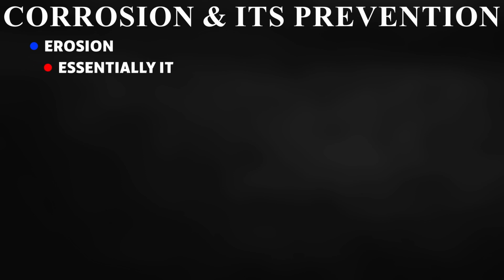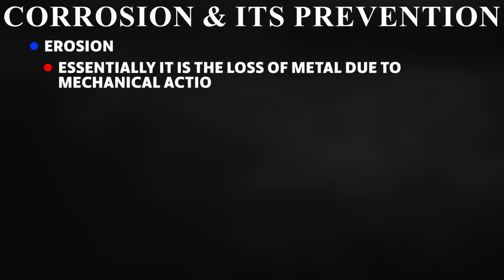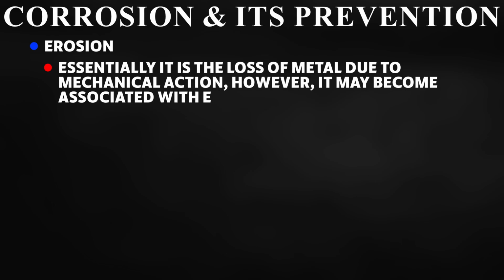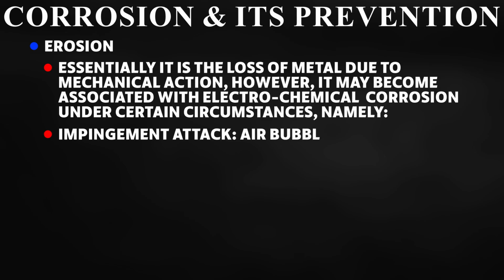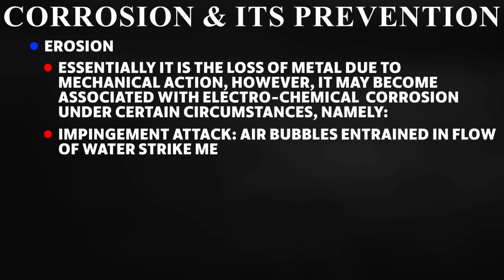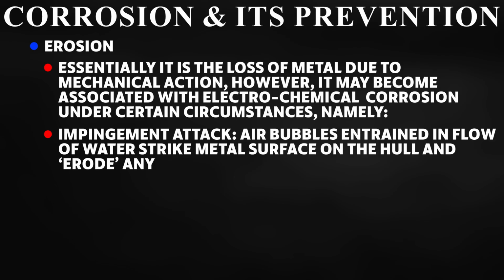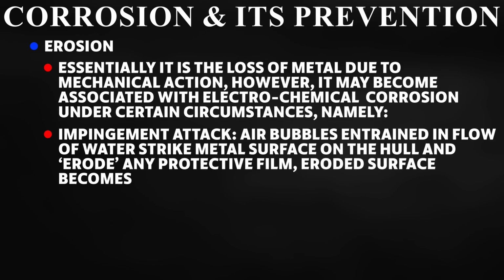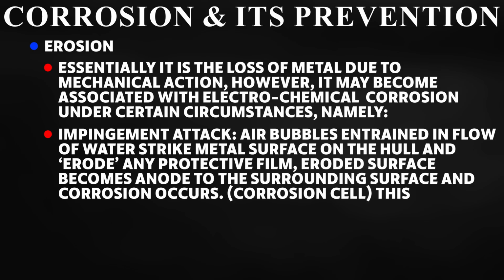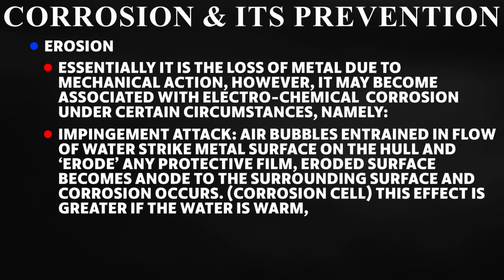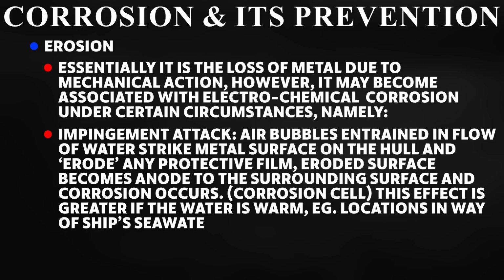Erosion, essentially, is the loss of metal due to mechanical action. However, it may become associated with electrochemical corrosion under certain circumstances, namely impingement attack. Air bubbles entrained in the flow of water strike the metal surface on the hull and erode any protective film. The eroded surface becomes anode to the surrounding surface and a corrosion cell forms. This effect is greater if the water is warm. Locations: in way of ship's seawater discharges.